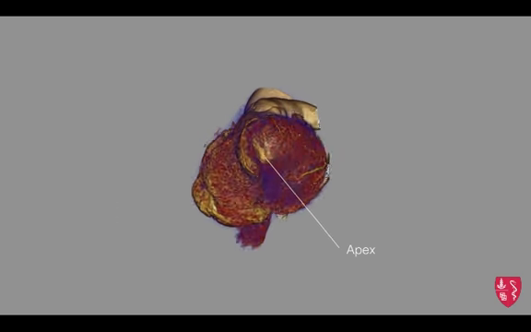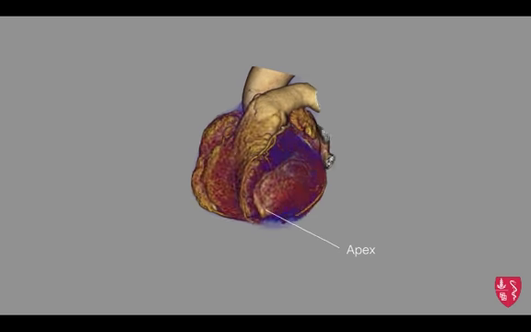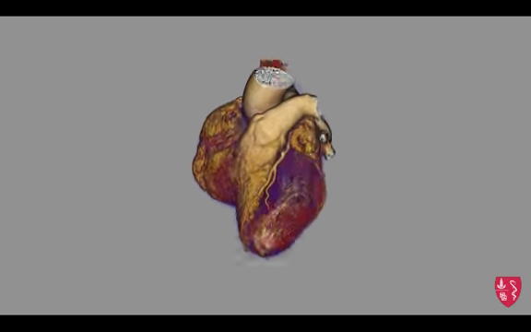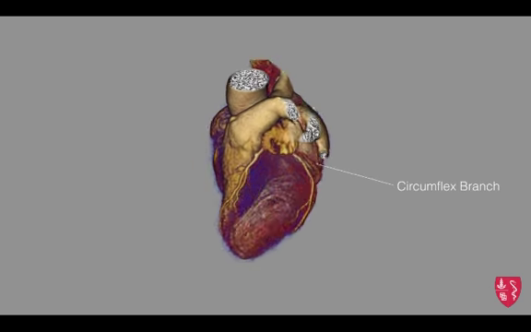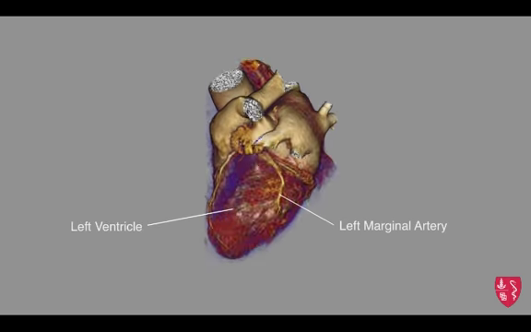Remember, the left ventricle is thicker than the right ventricle, as it is responsible for pumping blood to the entire body and not to just the lungs. The remainder of the left coronary artery will continue as a circumflex branch, giving off the left marginal artery, which also assists in blood supply to the left ventricle.